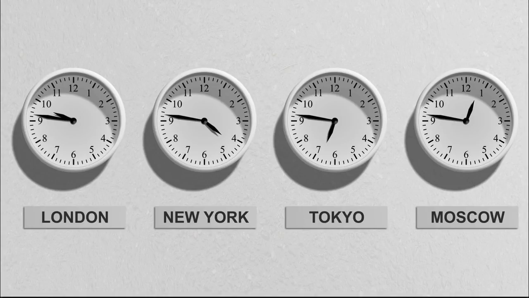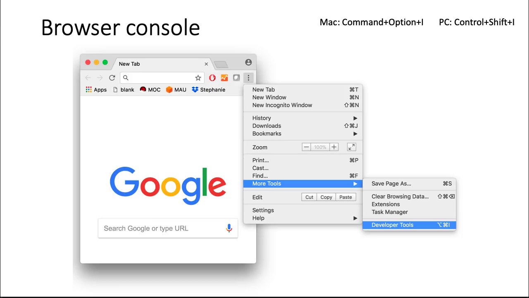Now, that's a lot of words. Let's go ahead and move to the keyboard and write some code. To get started, open up your Chrome browser. Once you do, navigate through the menus as shown here. Open up the menu, go to More Tools, and then select Developer Tools.